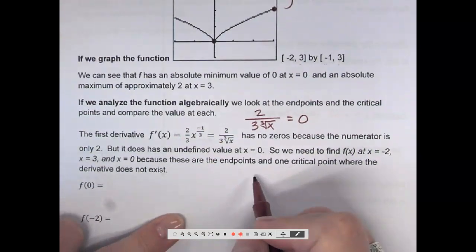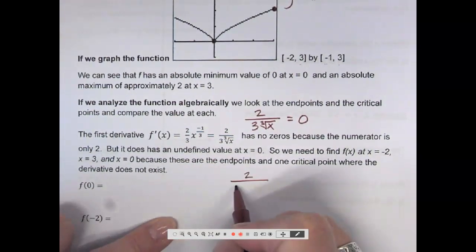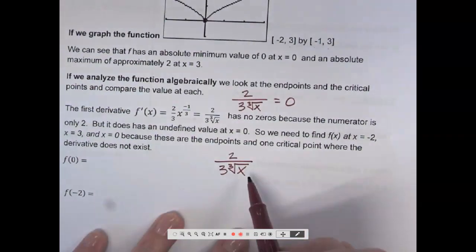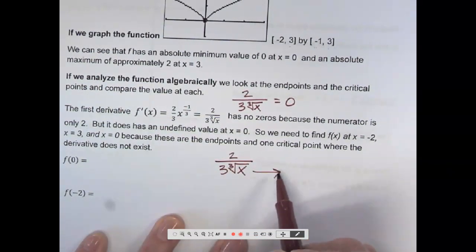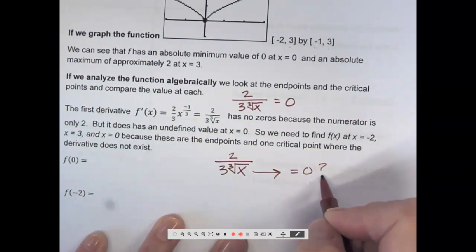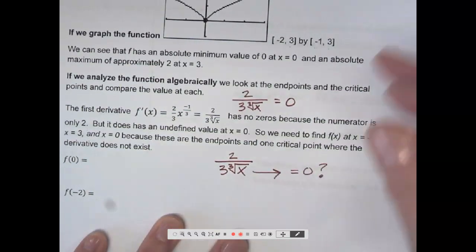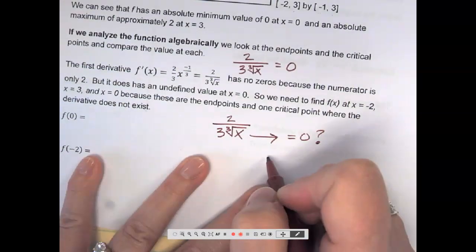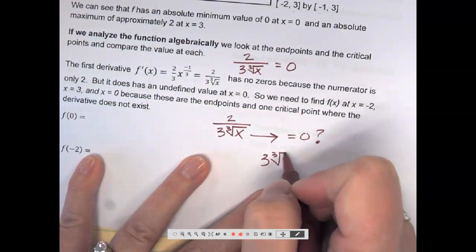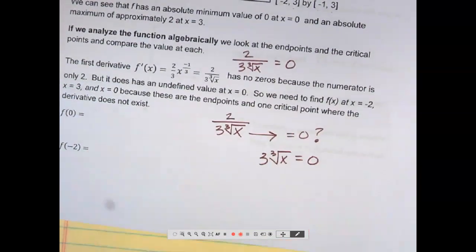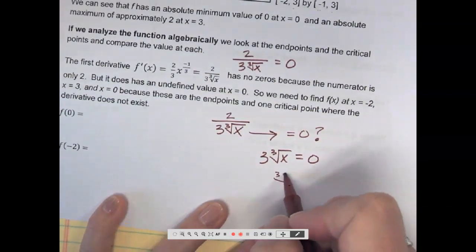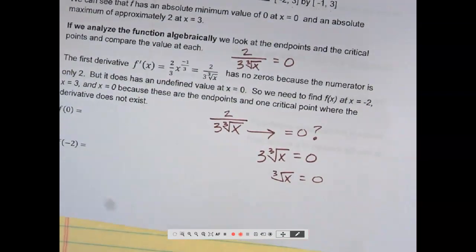All right, so if I think about 2 over 3 cube root of x, and I want to know where that's undefined, then all I'm interested in is where the denominator is equal to 0. I don't care about the numerator if I'm discussing undefined. So, how would I solve that? I'm going to take 3 cube root of x and just set it equal to 0. What would you do to solve that? Divide by 3.